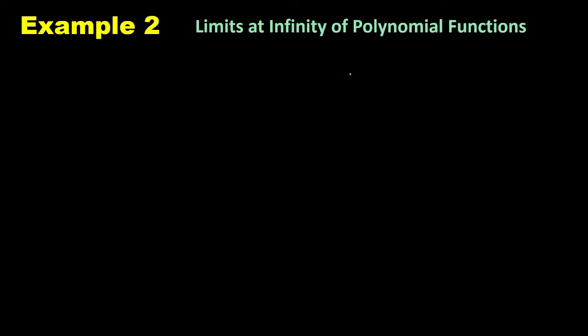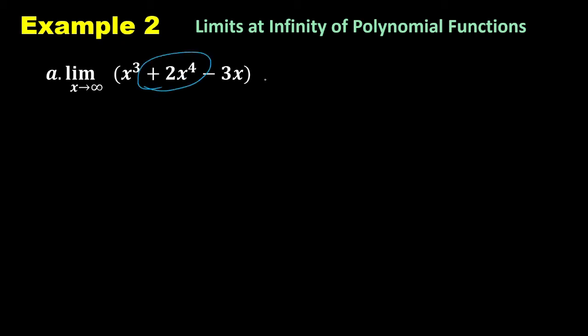Okay, so let us try to answer some additional examples. Let's say we have the limit of x cubed plus 2x raised to 4 minus 3x as x approaches infinity. So we're going to consider the term with the highest degree, so that would be 2x raised to 4. So applying x approaches infinity, we can have 2 and then infinity raised to 4. So a very large number raised to 4 would be a positive number times positive 2 would be positive infinity.